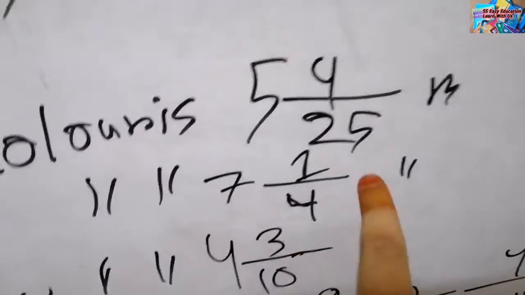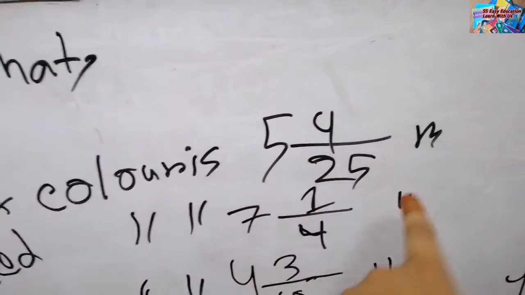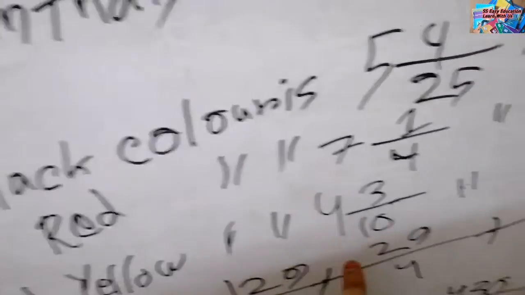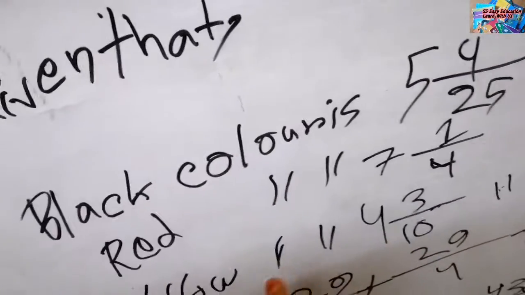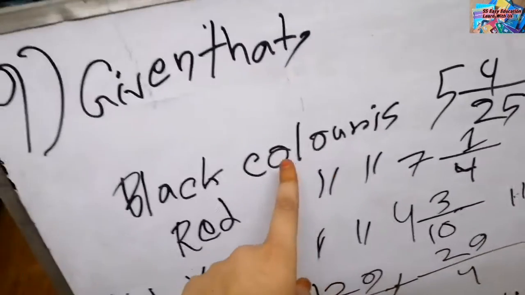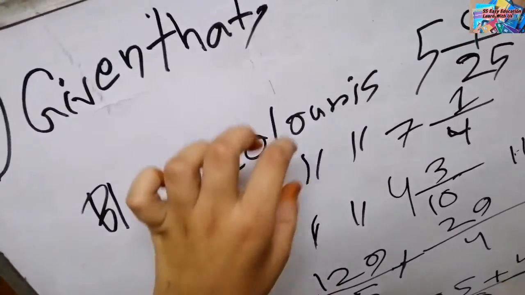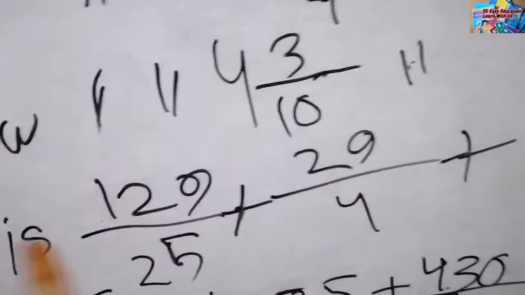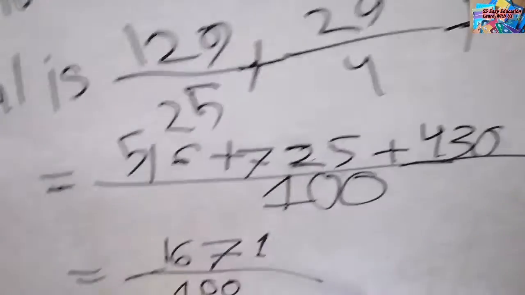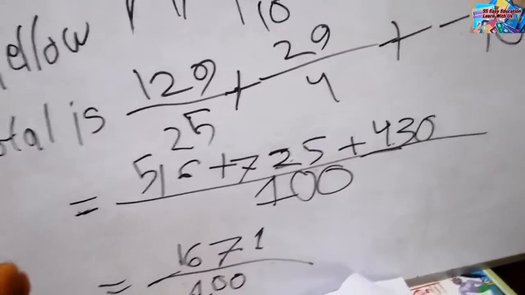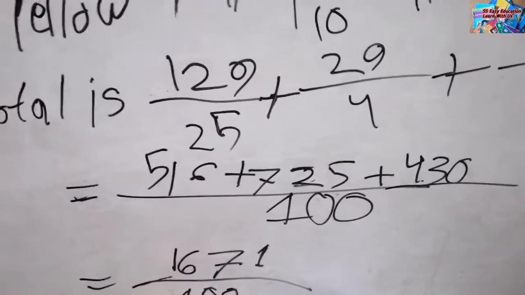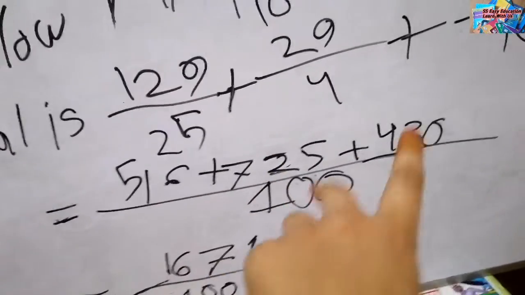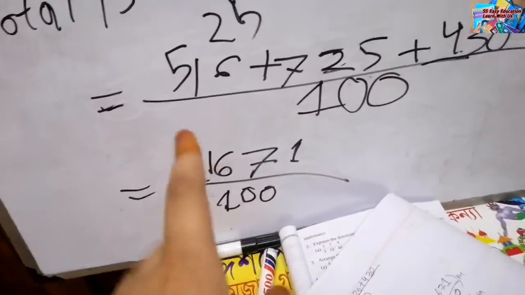Given that the black color is 5 4/25 meter, the red color is 7 1/4 meter, and the yellow color is 4 3/10 meter. The colors are also here, okay? And then the total is the addition of them. Then I've added them, and shown the multiplication. The addition is 516 plus 725 plus 430 over 100. Then I have written the answer.